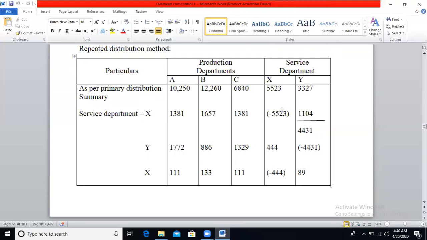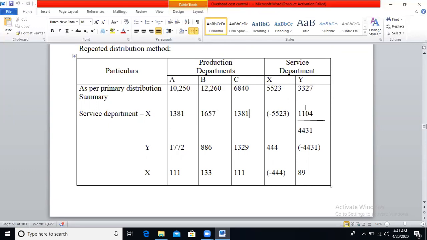So for the first department, department A, calculate 5,523 into 25%. If you calculate it, you will get 1,380.75. We will round it off to 1,381. And for department B, it is 30%. So 5,523 into 30%. If you calculate it, 1,656.9. So we have rounded it off to 1,657. And for department C, it is 25%. So we have already calculated 5,523 into 25%, you will get 1,381.